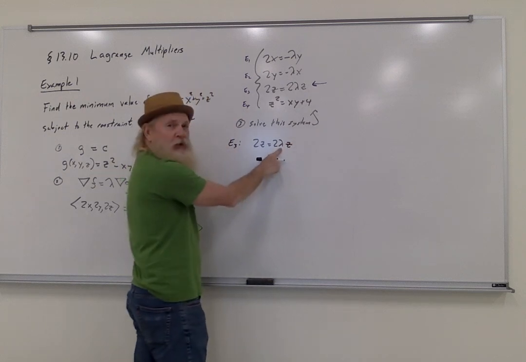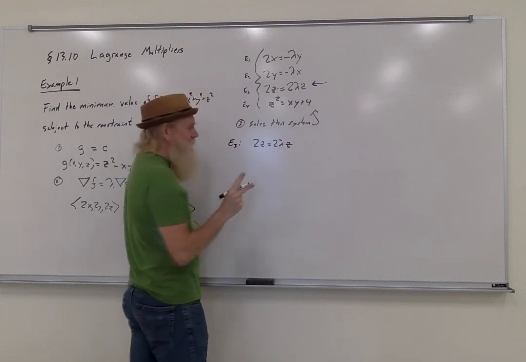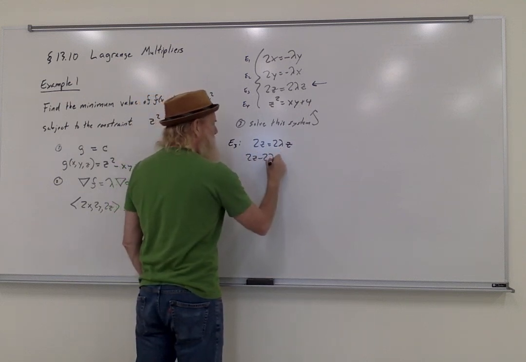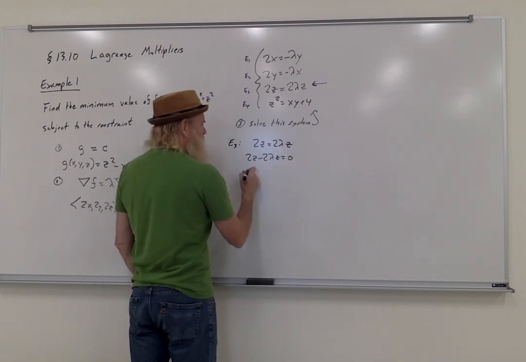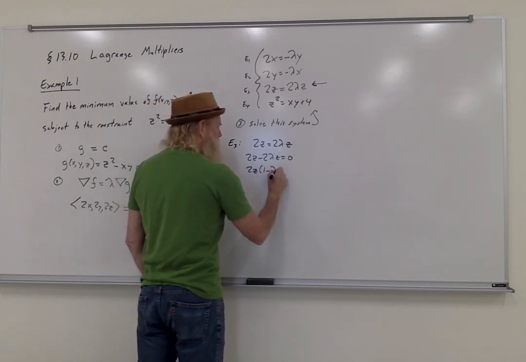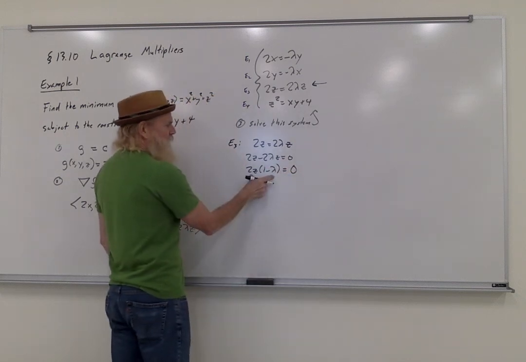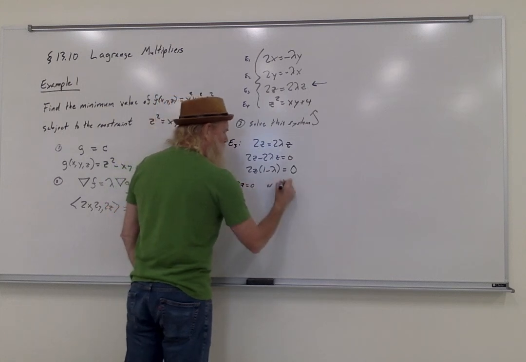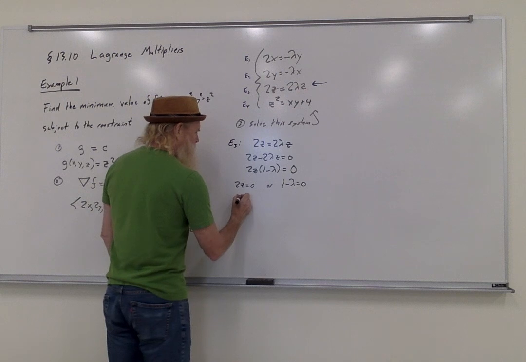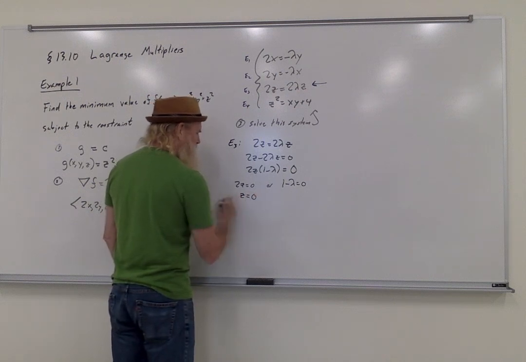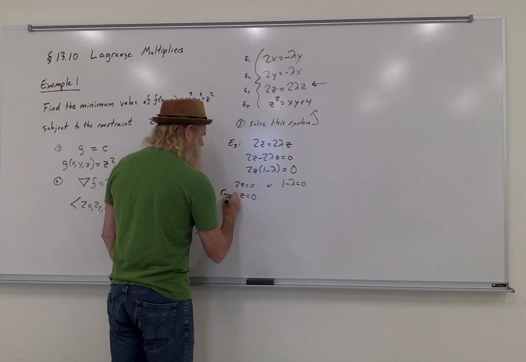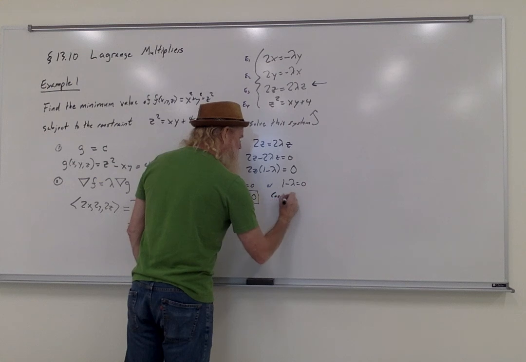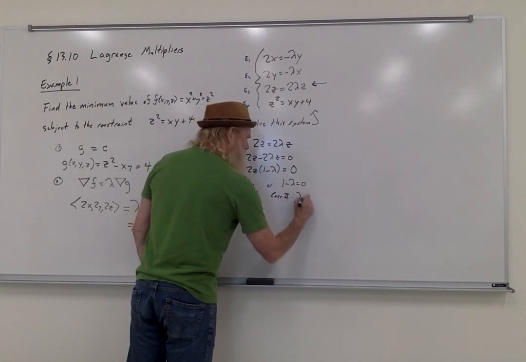Now you might jump to the conclusion that that means that lambda equals 1, but there are actually 2 possibilities. Let's subtract 2 lambda z from both sides and factor out the 2z. So since one of these 2 factors must equal 0, either 2z is 0 or 1 minus lambda is 0. So that gives us 2 cases to consider. Case 1 is going to be when z equals 0, and case 2 is going to be when lambda equals 1.